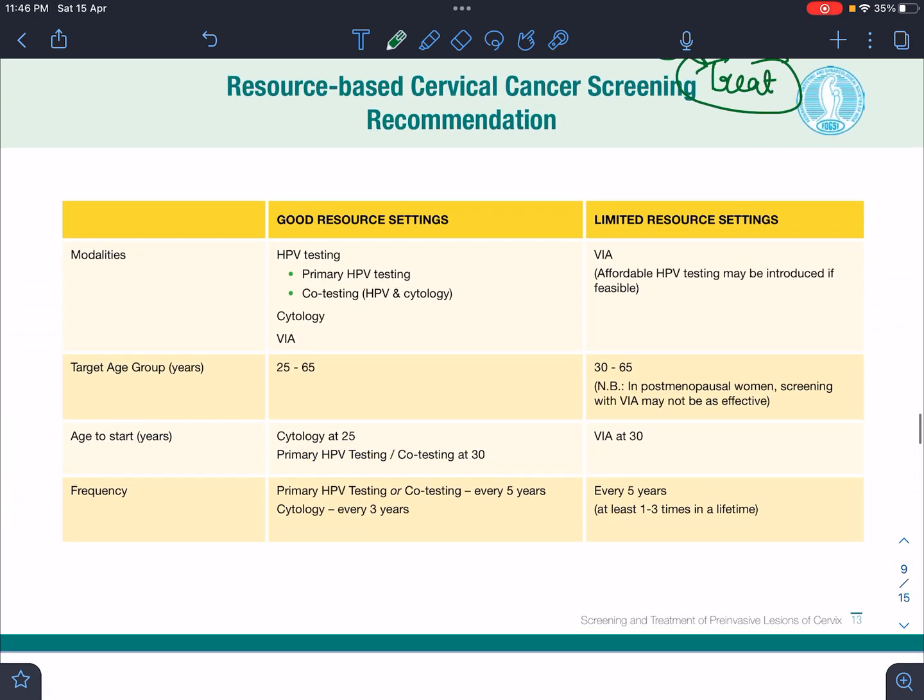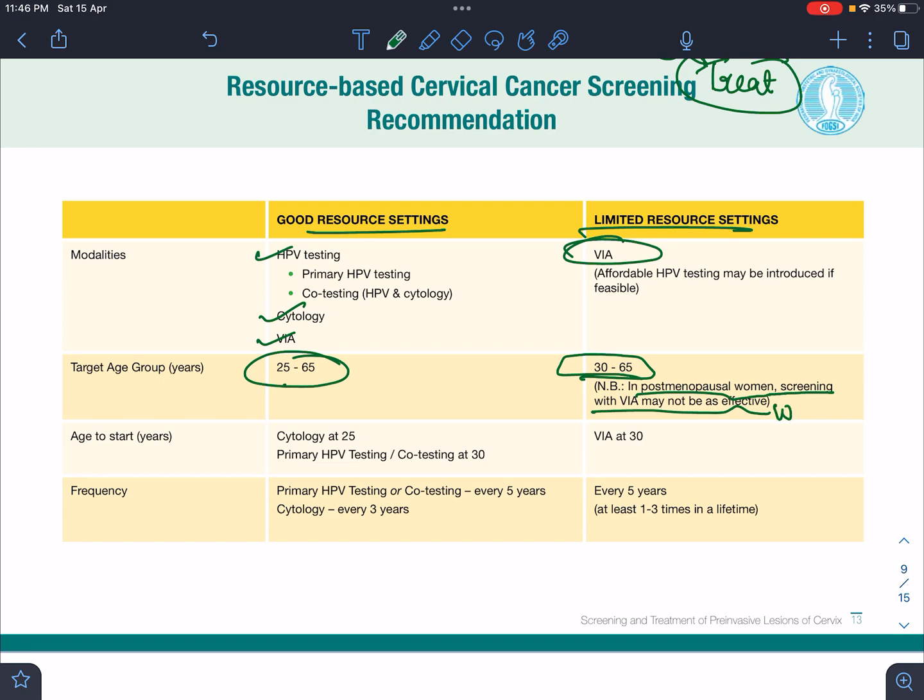Now, according to this, you have a good resource setting. You have HPV, cytology, VIA. You're doing the screening from 25 to 65 years. In limited resource settings we have VIA. We are doing 30 to 65. In postmenopausal women, screening with VIA may not be as effective. Why? So that you guys remember, because the transformation zone goes in where? In the endocervical canal. It moves inside.